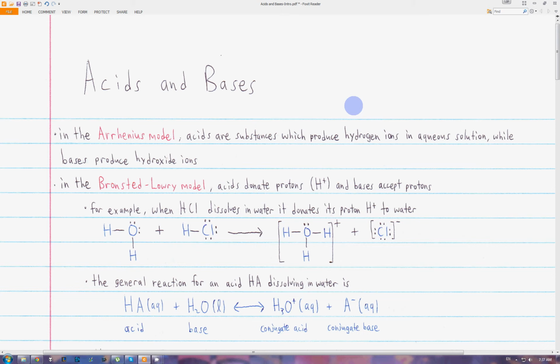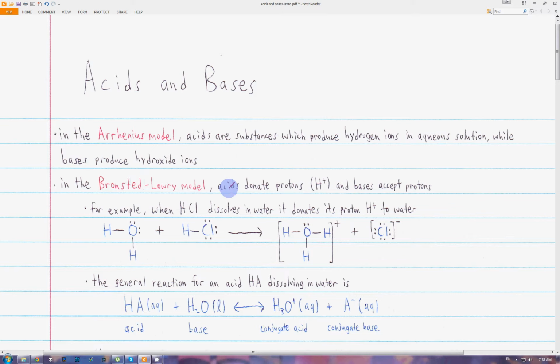Acids and bases are a very common class of substances, and there are basically three definitions for what an acid or base is. So the most simple is the Arrhenius model, and in the Arrhenius model, acids are substances that produce hydrogen ions in aqueous solution, while bases are substances that produce hydroxide ions in aqueous solution. The more common definition that we use is the Bronsted-Lowry model.